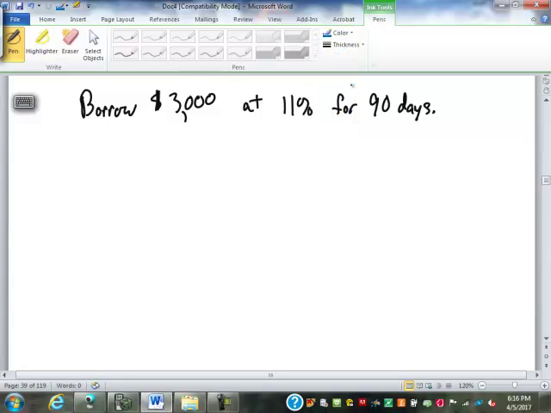To figure out the interest and the maturity value, the interest is really the big step. You find the dollar amount of the interest. Our principal is 3,000. Our rate, 0.11. And here's the tricky part. What should we put in for the time? You would think 90 over 365 would make sense, wouldn't you? But for the most part, we don't.